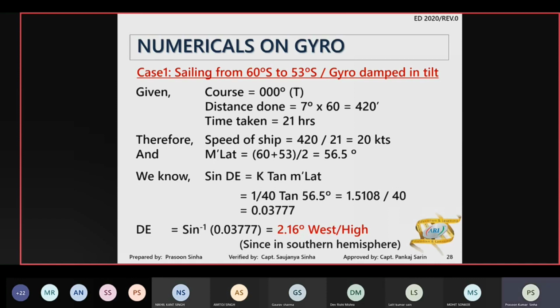Now, since the course is 000, when she is steaming from 60 south to 57 south, she is going due north. So the steaming error will be easterly or westerly? Sir, she is going north, no sir? Yes. Easterly.